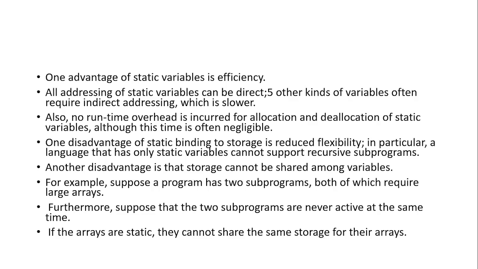So we have two subprograms. Suppose we have a program that has two subprograms, and both require large arrays. We have subprogram 1 and subprogram 2. They require large arrays. Suppose these two subprograms are not active simultaneously. Then it is possible that one array can be shared among these two subprograms. But if the arrays are static, then they cannot share the same storage. If they have the same storage, then the same value will be there, so the second subprogram cannot alter it. That is a problem with static binding.